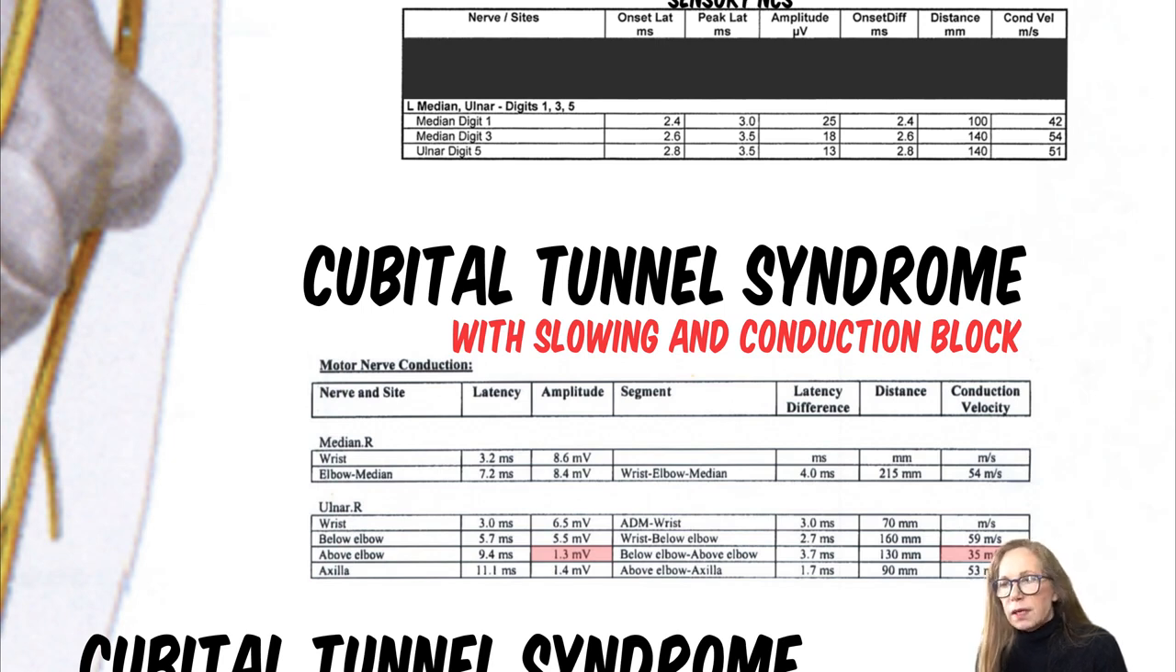So there is a permanent conduction block at the elbow. If you can correct that with an operation at the elbow, within 2 months, this person should be better because it is demyelinating. They haven't lost the nerve fibers, they have just demyelinated at the elbow.